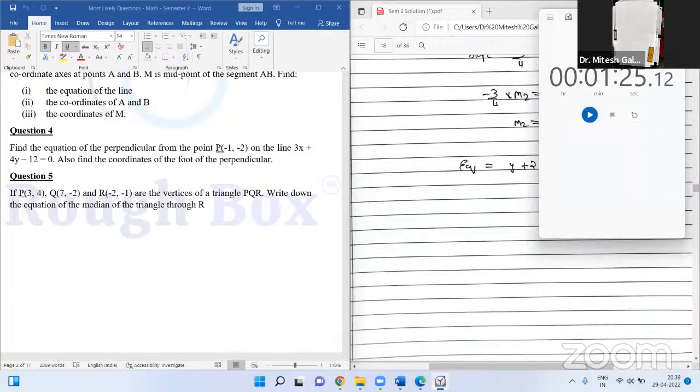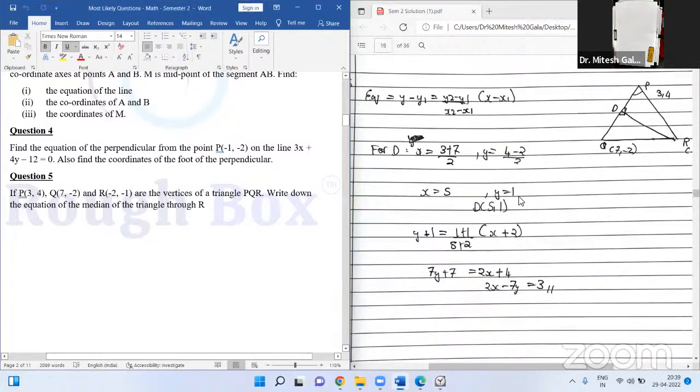Okay, let's look at the solution for this one. So here you will first find the midpoint D by midpoint formula. If it is 3 and 7, it should be 5, and 4 and minus 2, so 1. So 5 comma 1 is D. Then you find the slope of PQ.